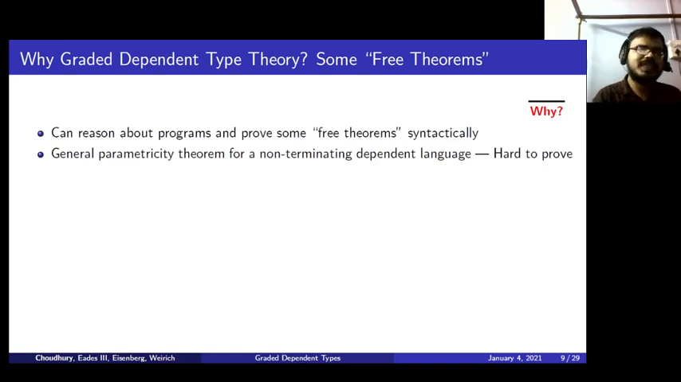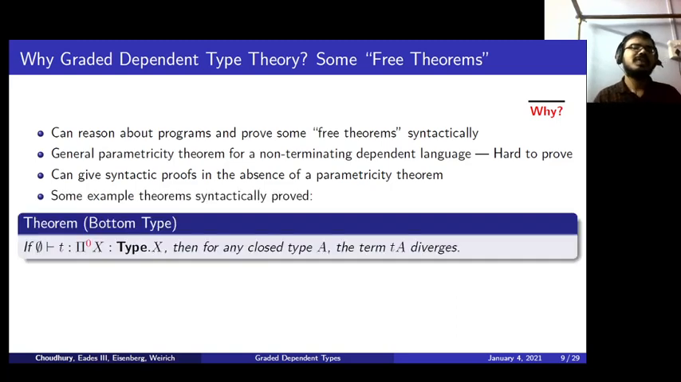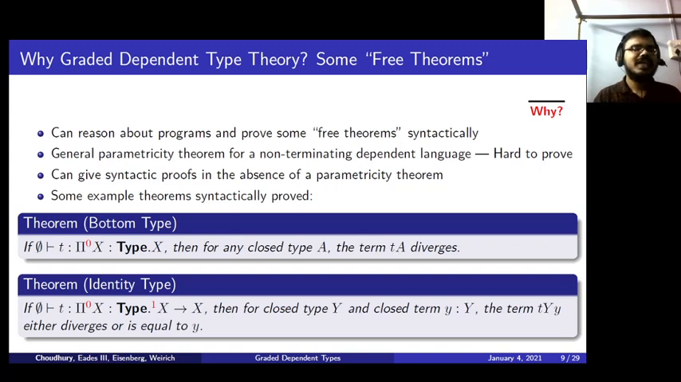But in their absence, graded dependent types can help us prove some free theorems syntactically. For example, we can show that if a term T has bottom type, then T A for a closed type A diverges. We can also show that a term T of the polymorphic identity type, when supplied with arguments, either diverges or is essentially the same as the polymorphic identity function.